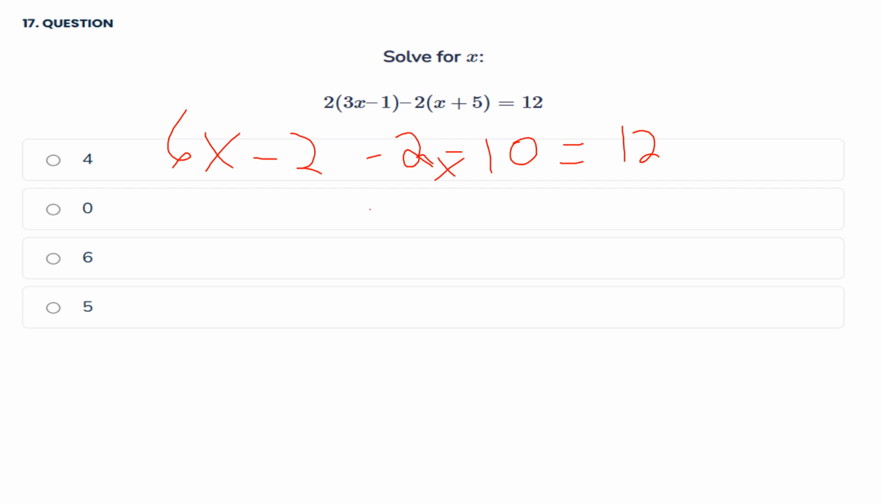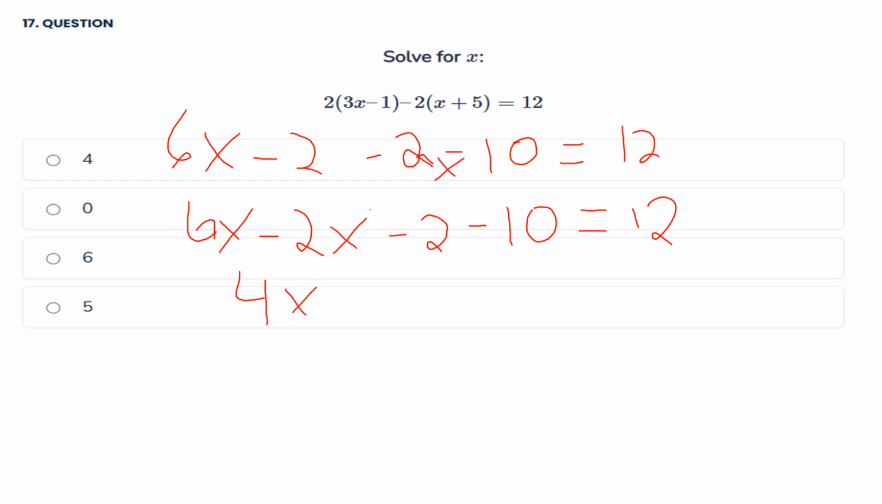So the next thing I want to do is start adding or subtracting, or solving for like terms. So we have 6x minus 2x minus 2 minus 10, and that all equals 12. 6x minus 2x equals 4x, and negative 2 minus 10 equals negative 12. That all equals 12.